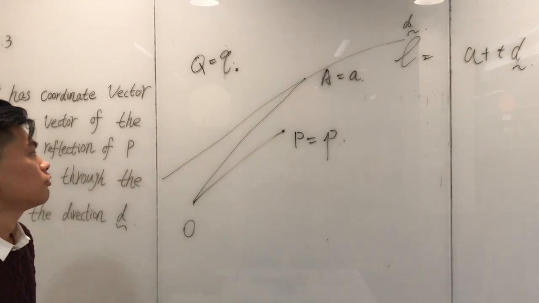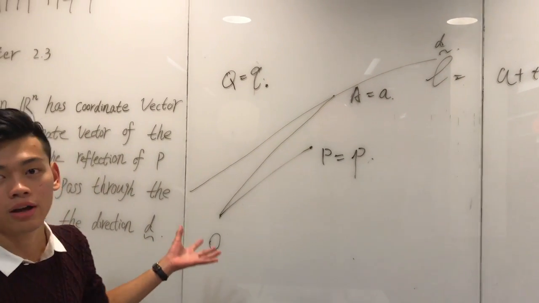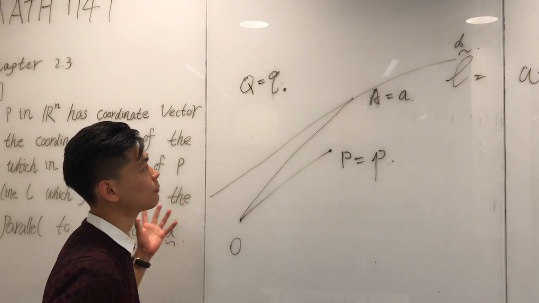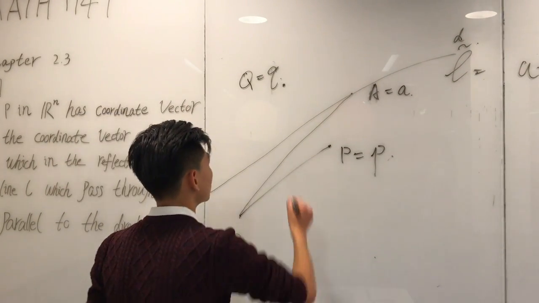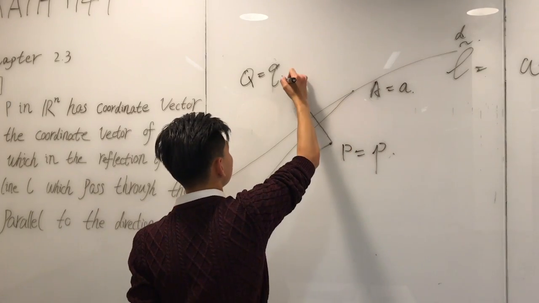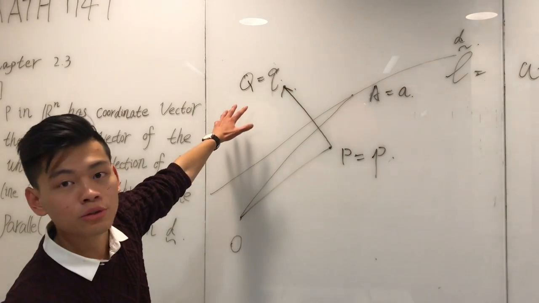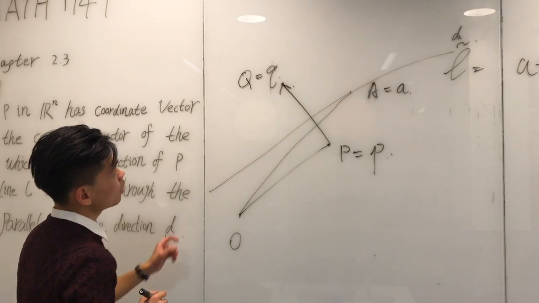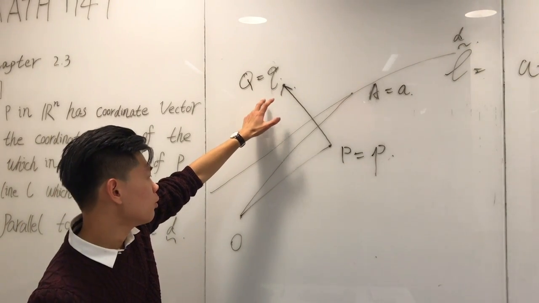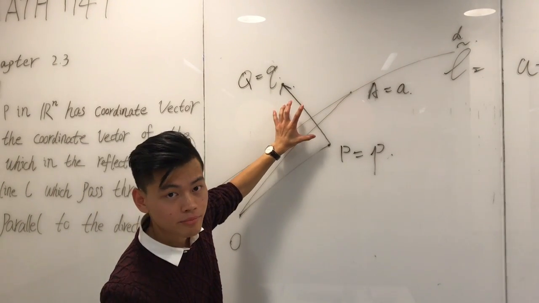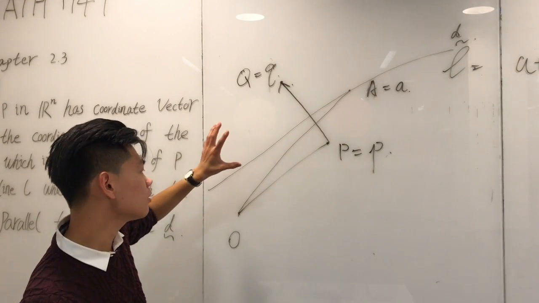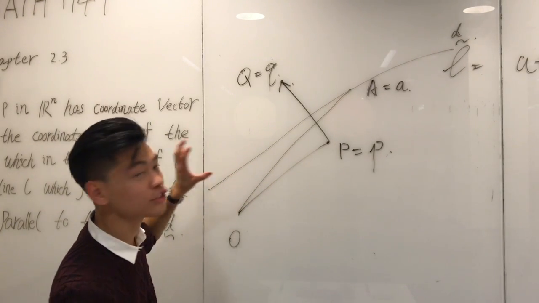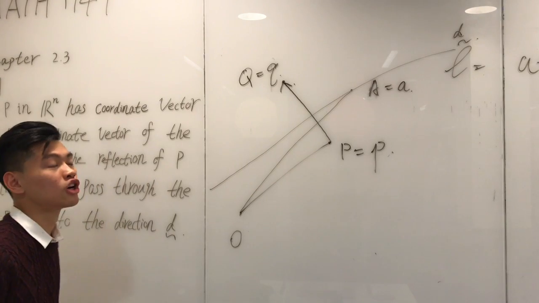Okay. So firstly, we need to look at this picture and see what we can get. Obviously, the vector PQ must be perpendicular to the direction of D because it's a reflection. So we draw PQ up. So P to Q must be perpendicular to this line L. So how do we find the position vector of Q? We can find this vector PQ first, and then add the PQ vector to position vector P. We can finally find the position vector of Q.